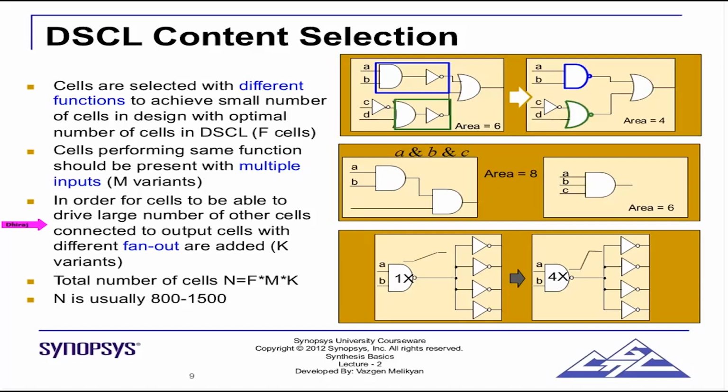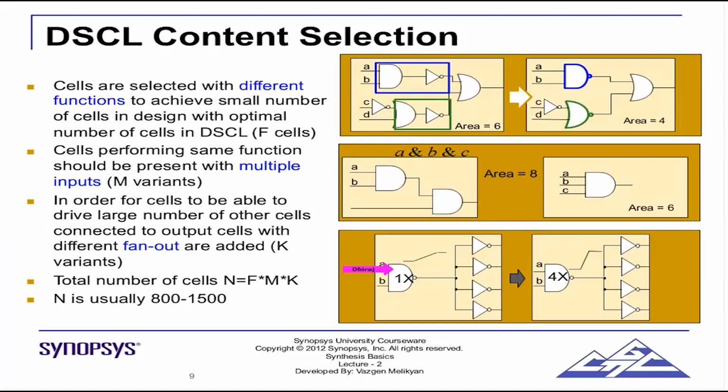So there will be a cell called AND2x1, which means drive of 1. AND2x2 means drive of 2, double the current drive of AND2x1. AND2x4 means the drive is now 4 times, as represented in this figure.